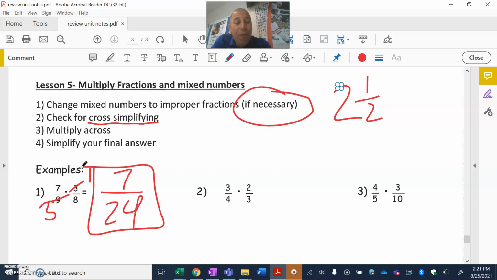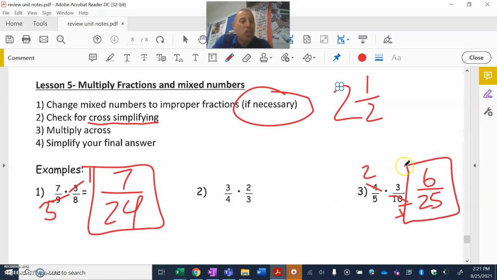So 4 divided by 2 is a 2. 10 divided by 2 is a 5. Let's multiply across. 2 times 3 is 6. 5 times 5 is 25. And there it is. Show is over because there's no one I can divide 6 by and 25 by. I can divide 6 by 2, but 25 divided by 2 doesn't work. I can divide 6 by 3, but 25 divided by 3 does not work. I can divide 25 by 5, but 6 divided by 5 does not work. So remember, it has to work for both of them.